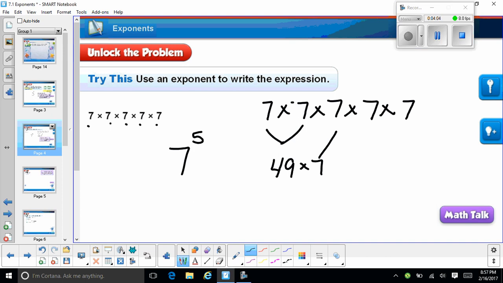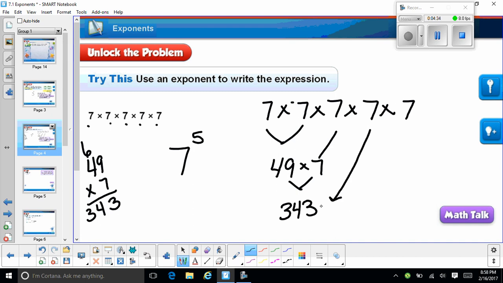Okay, so off to the side, 49 times 7. 7 times 9 is 63. 7 times 4 is 28. Plus 6 is 34. Then I'm going to write this so I know that this is equivalent to this, so 343. I'm now going to bring down this 7, and I'm going to have to multiply that.